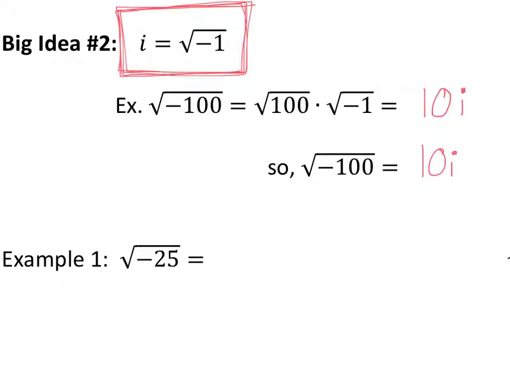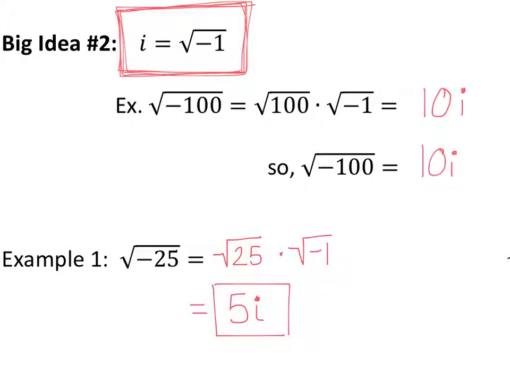Okay, so the next one down here, the square root of negative 25, we can break down into the square root of 25 times the square root of negative 1, and what would be your answer? 5i. Because the square root of 25 is 5. The square root of negative 1 we replace with i.